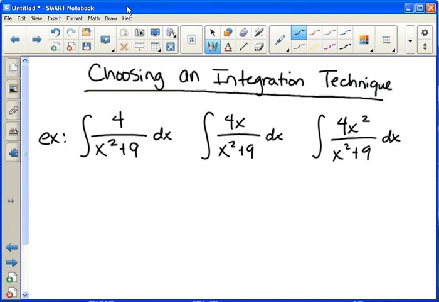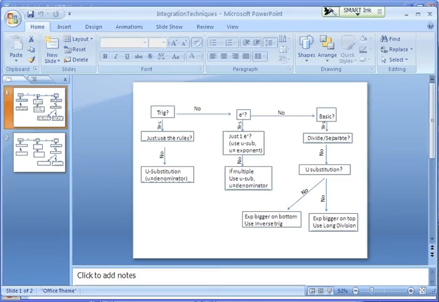One thing I wanted to show you is this. This is not perfect by any means, but it just kind of gives you some general guidelines. This will be posted on my school website if you want to see it there. It just kind of gives you some good questions to ask yourself if you're not feeling sure about how to approach an integral. So this just gives you a flowchart of questions.